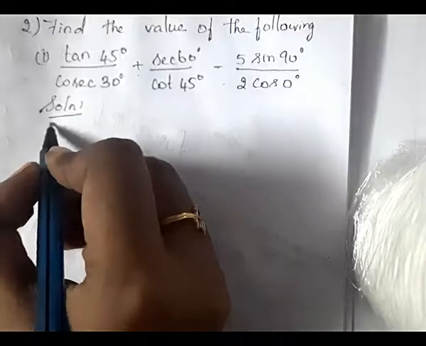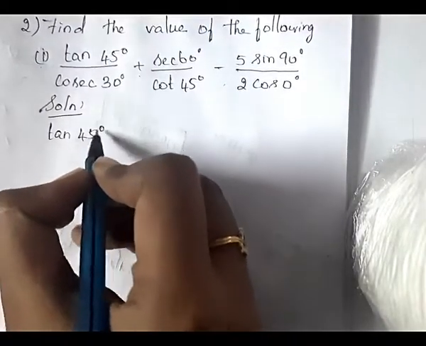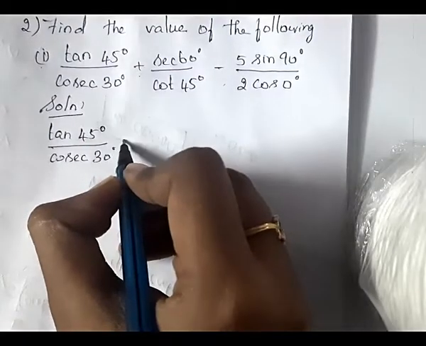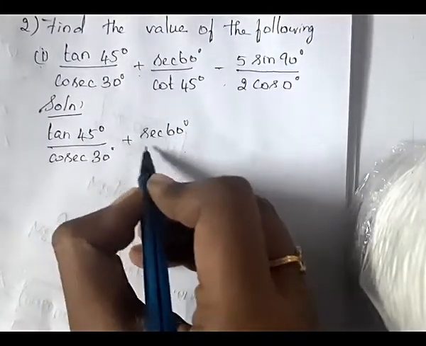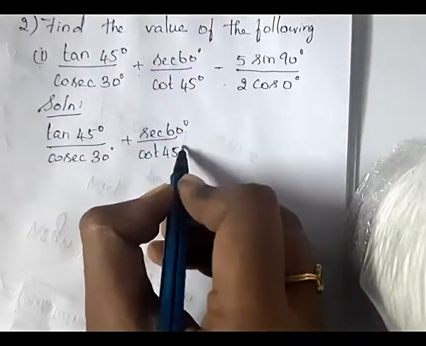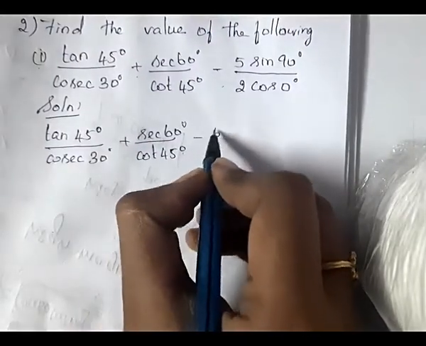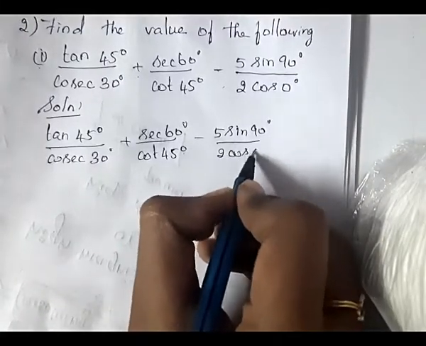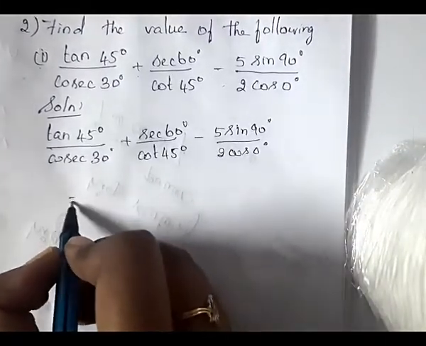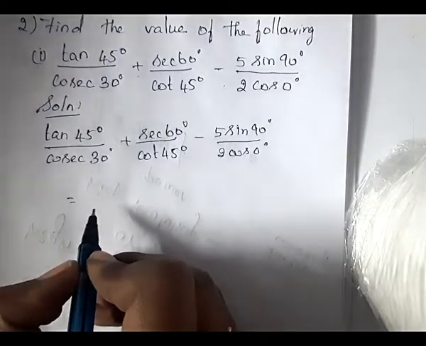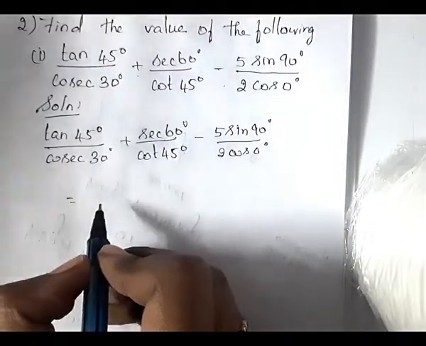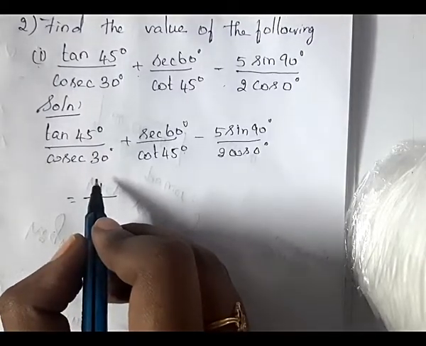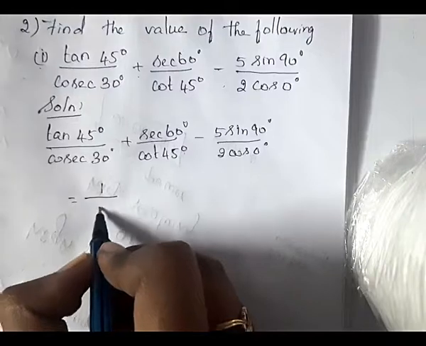First write the question: tan 45 degree by cosecant 30 degree plus secant 60 degree by cot 45 degree minus 5 sin 90 degree by 2 cos 0 degree. That is equal to tan 45 degree value is 1, 1 by cosecant 30 degree. Cosecant 30 degree value is 2.